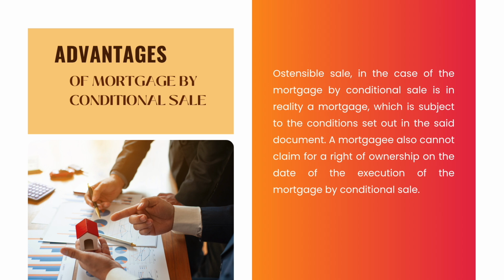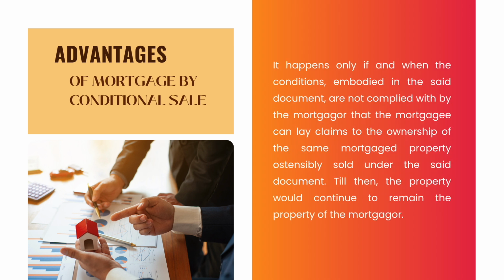A mortgagee also cannot claim a right of ownership on the date of the execution of the mortgage by conditional sale. It happens only if and when the conditions embodied in the said document are not complied with by the mortgagor that the mortgagee can lay claim to the ownership of the same property ostensibly sold under the said document. Till then, the property would continue to remain the property of the mortgagor.